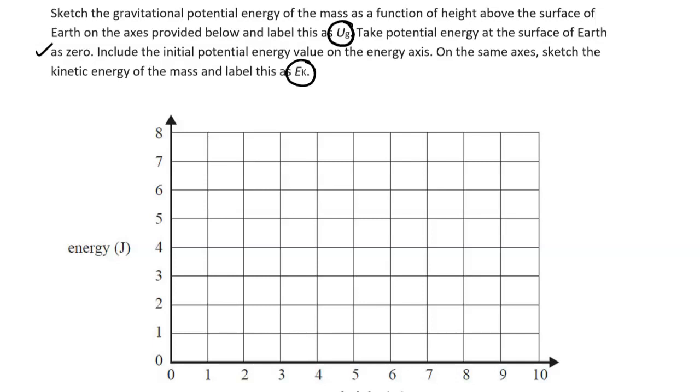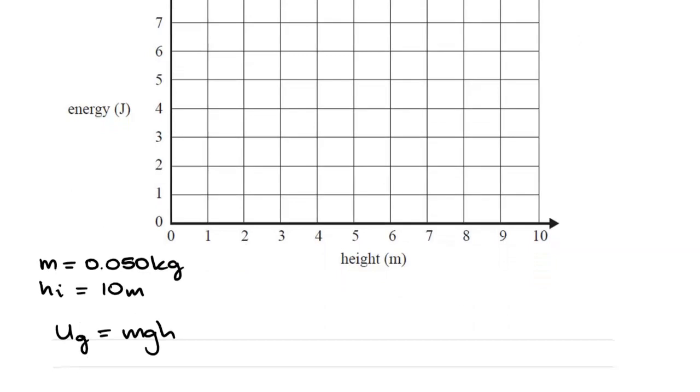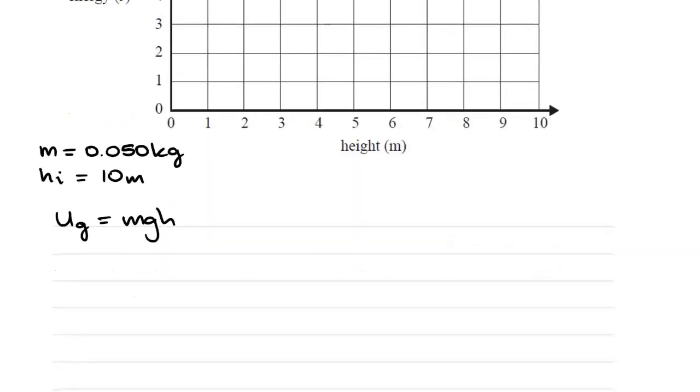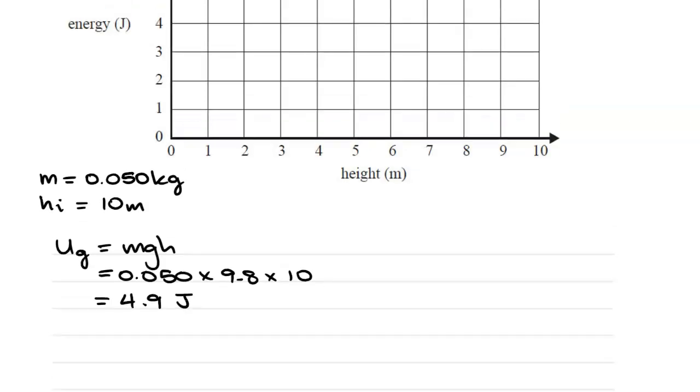Alrighty. So I guess we need to figure out a first point to be able to put on here. Okay, just in case sig figs freak you out, I've changed that to 0.050 kilograms. So let's do a first point. The mass we've got, g, we're on the surface of the Earth, so we can safely use 9.8. And the initial height is 10. So this gives us 4.9 joules. So we need to plot that.